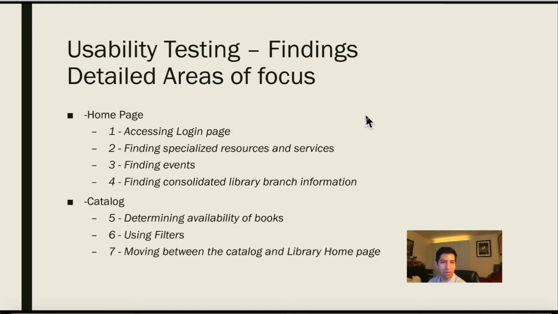I've organized my findings into groups based off the natural division between the homepage and the catalog. So within those 2 areas, I've broken down my findings into 7 areas. So within the homepage, number 1, accessing the login page. Number 2, finding specialized resources and services. 3, finding events. 4, finding consolidated library branch information. Within the catalog, number 5, we have determining availability of books. 6, using filters.